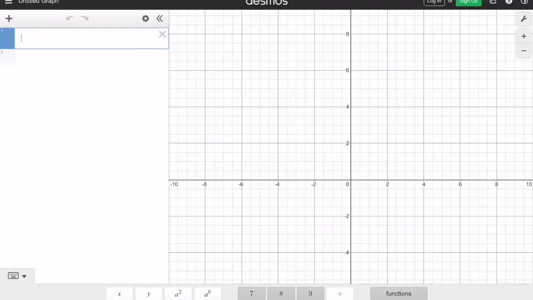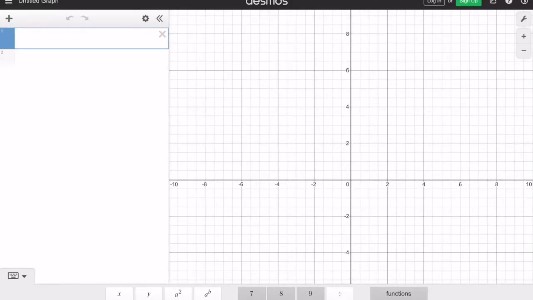Ah, we went there. Yes, I was watching Star Trek. Of course I was. So I now can type in this equation and we'll take a look at its graph.